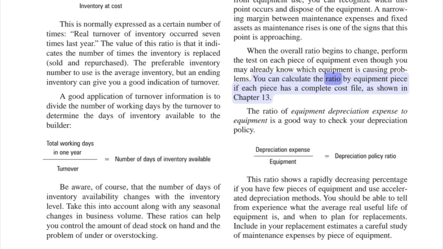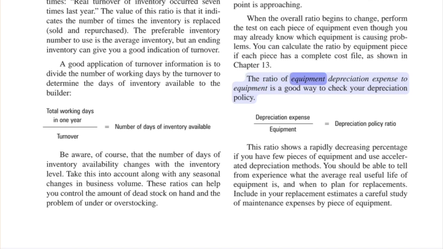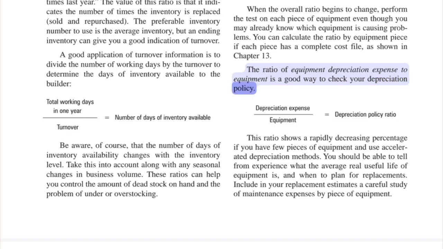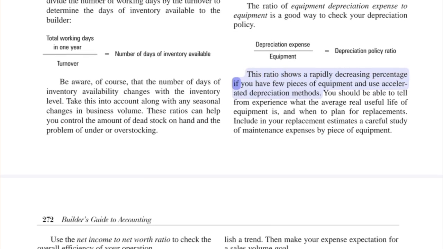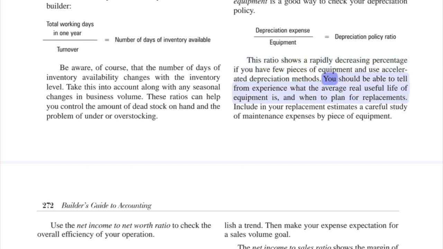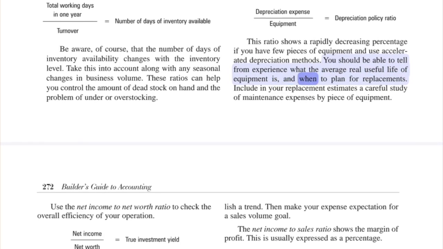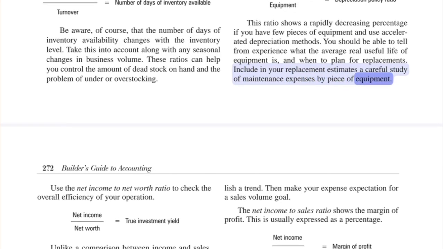You can calculate the ratio by equipment piece if each piece has a complete cost file, as shown in Chapter 13. The ratio of equipment depreciation expense to equipment is a good way to check your depreciation policy. This ratio shows a rapidly decreasing percentage if you have few pieces of equipment and use accelerated depreciation methods. You should be able to tell from experience what the average real useful life of equipment is and when to plan for replacements. Include in your replacement estimates a careful study of maintenance expenses by piece of equipment.